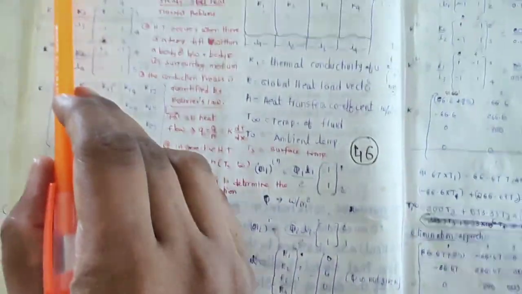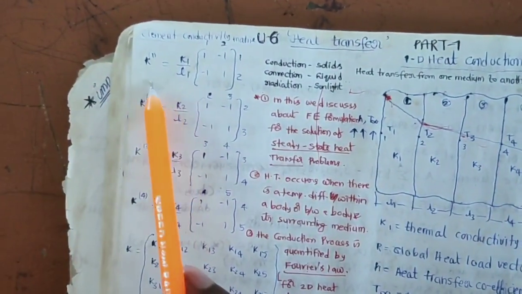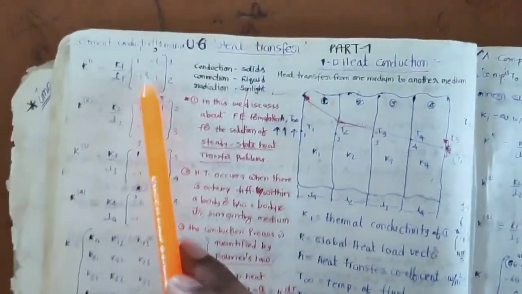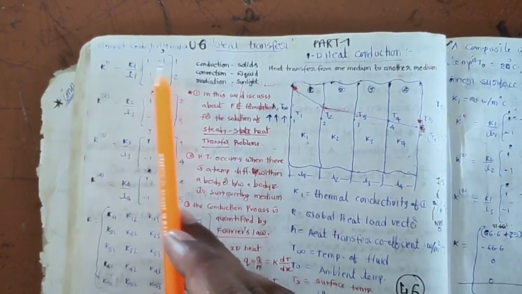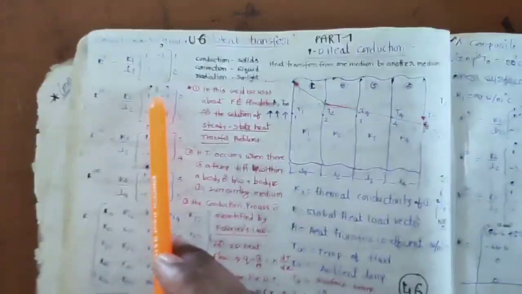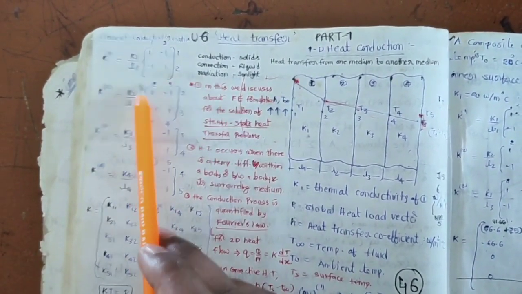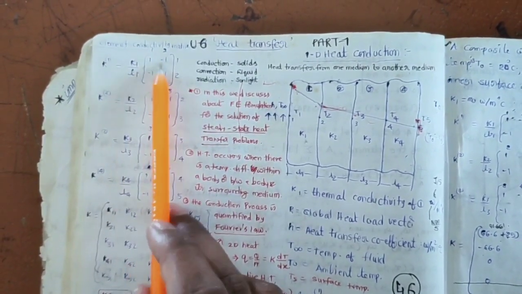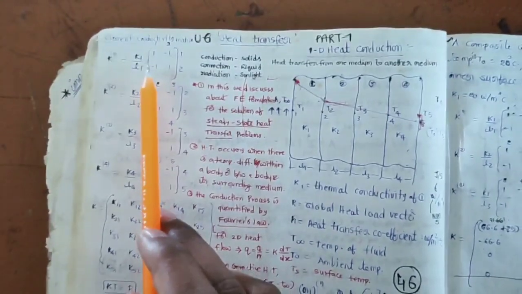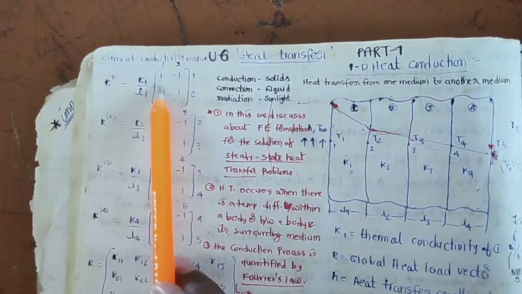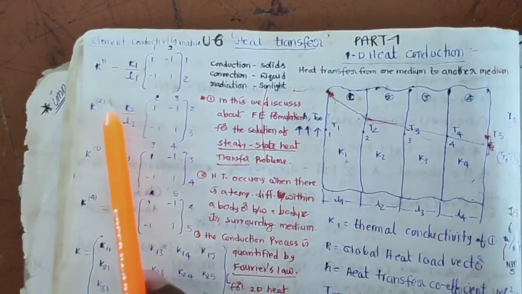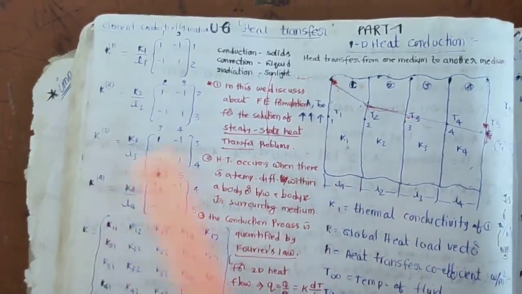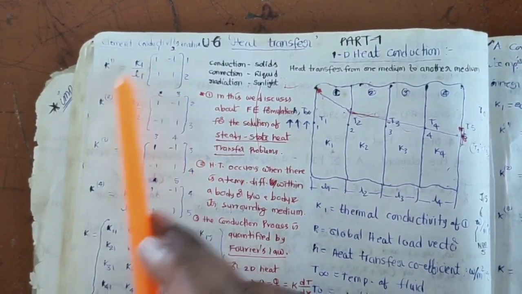See here, K1 is equal to K1 by L1 times the matrix 1, minus 1, minus 1, 1. These are used to find the capital K. This is similar to the earlier bar element case, where we had A1 E1 by L1, but here in place of A1 E1 we have K1. So K1 by L1 times 1, minus 1, minus 1, 1. Similarly K2 by L2, the same, and likewise K3 and K4. We have 4 elements. Clear? After that, find the individual values.